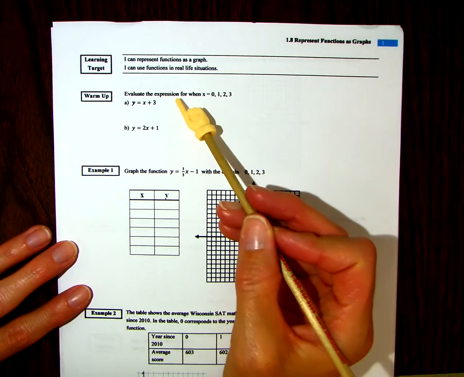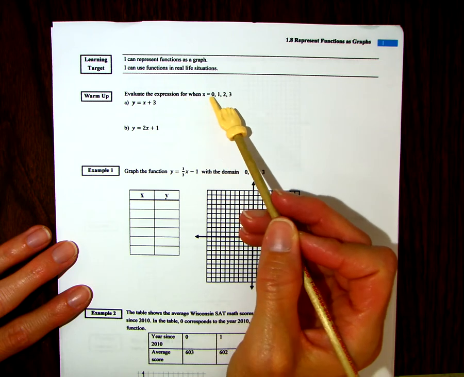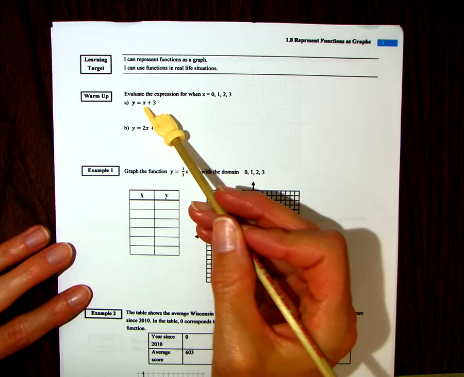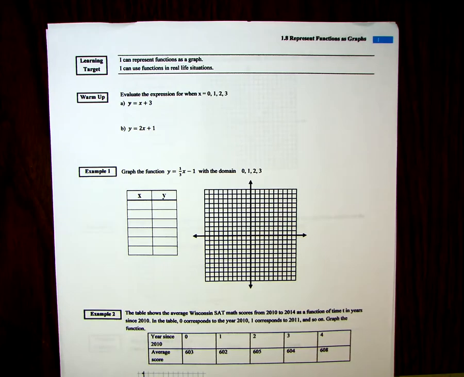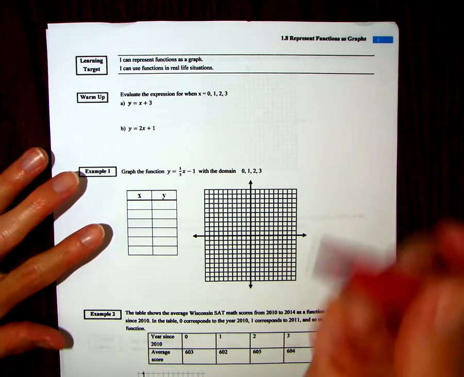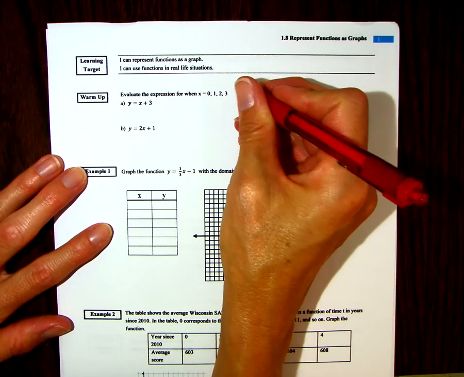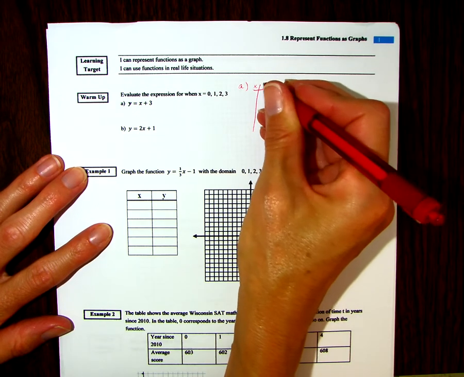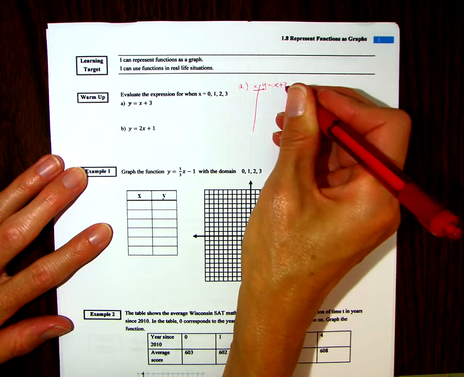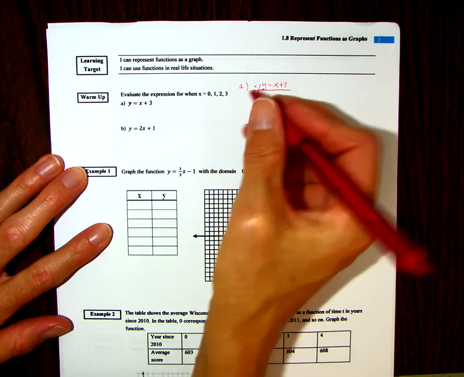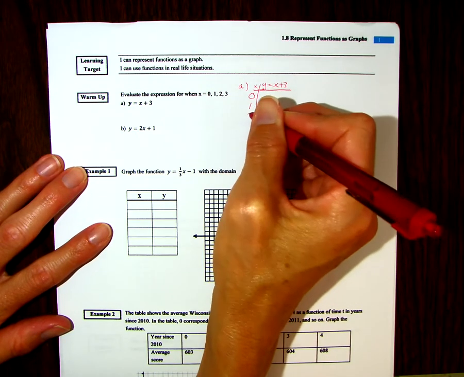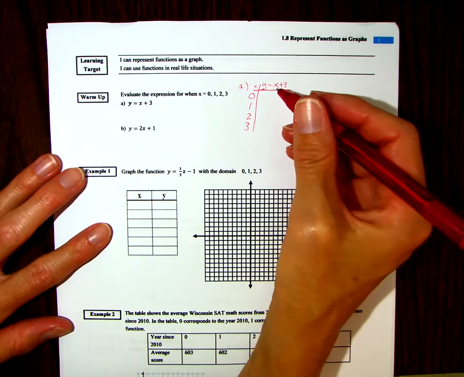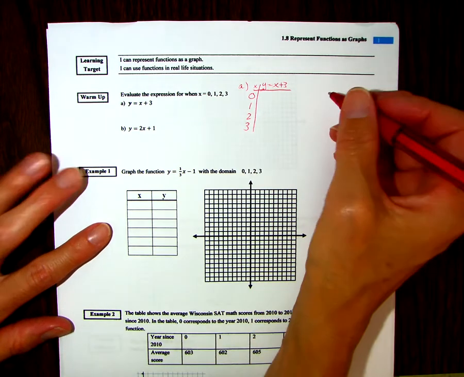Today we're going to have a warm-up. I want to evaluate the expression, meaning I'm going to substitute these four values in for x for both of those equations. My recommendation is to do them both in table form. So for instance, for part A, I have the x values, my domains, 0, 1, 2, 3, and I want to substitute them in. I'm going to probably do that here over on the side.